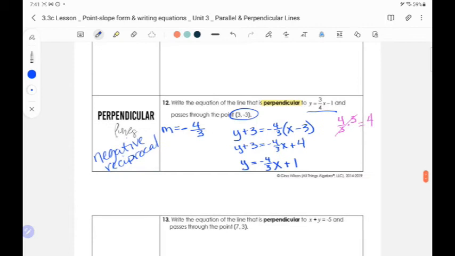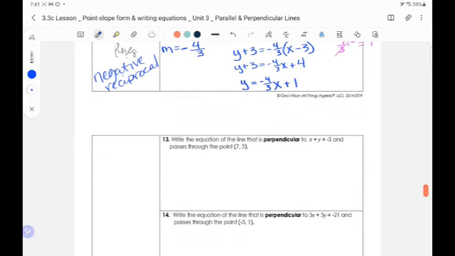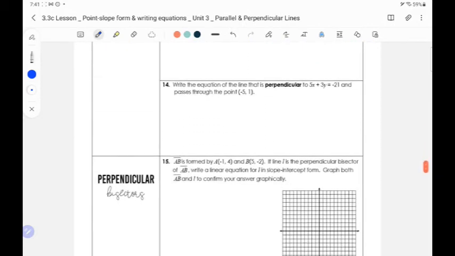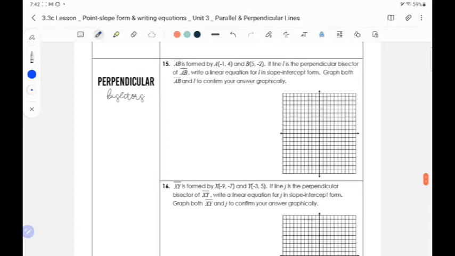It's no problem. So I'm going to let you do 13 and 14. Remember, on both of these, you need to get y by itself, because they're still asking what is the equation of the line that is perpendicular to this line and passes through the point 7, 3, but this is in standard form, x plus y equals negative 5. So you should be able to go ahead and do that on your own and check your work. And we will jump down here to the last section, perpendicular bisectors.